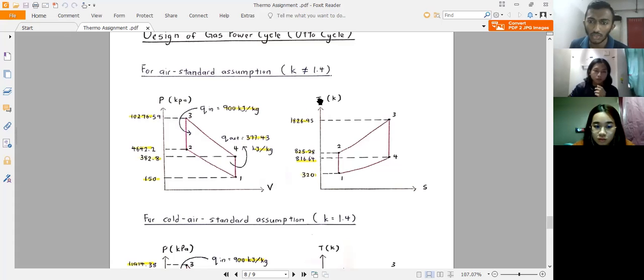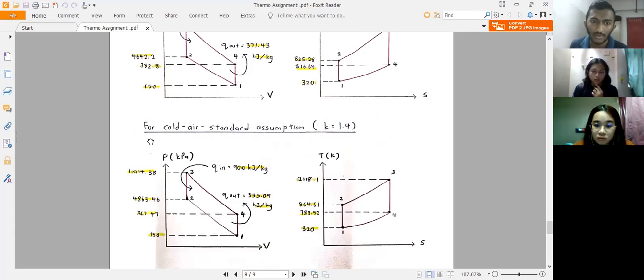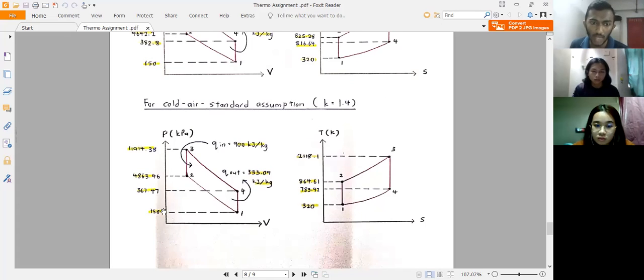Same goes to the T-S diagram. So this is T1, T4, T2, and T3. This one is for air standard assumption. Next, this is the graph for cold air standard assumption, with k equal to 1.4 as what I calculated. So this is the value for P1, P2, P4, P3, and this is for the T-S diagram. This is the value for T1, T4, T2, and T3.